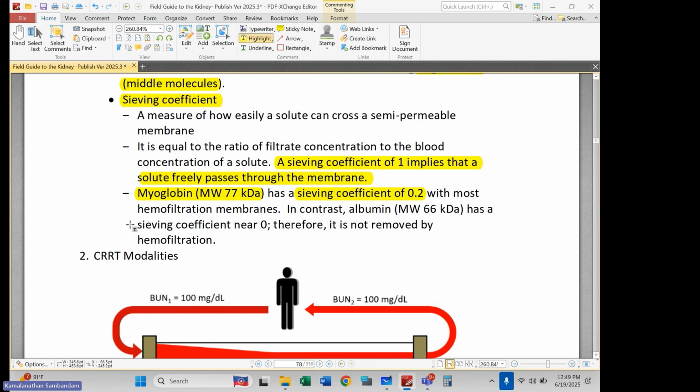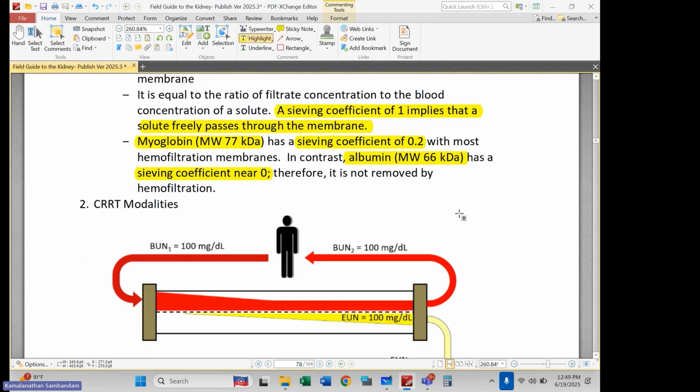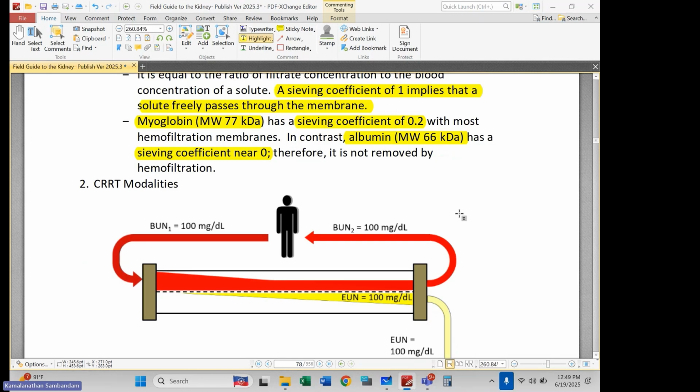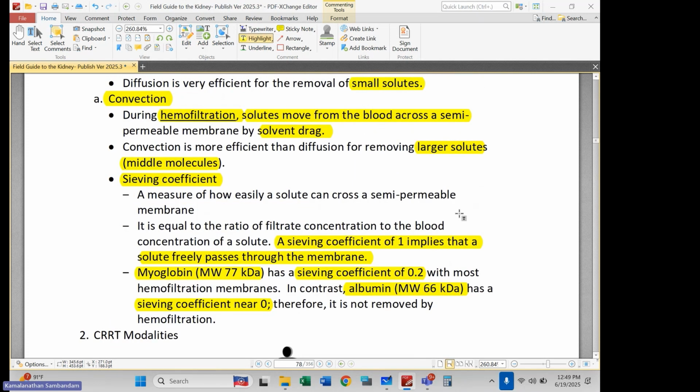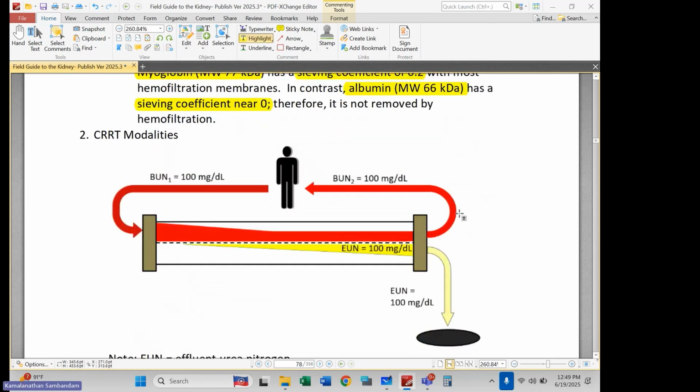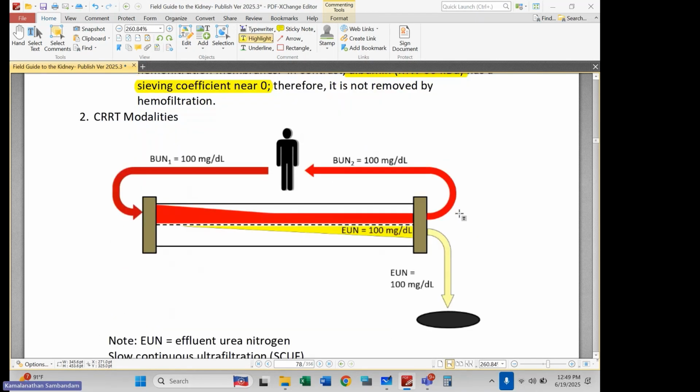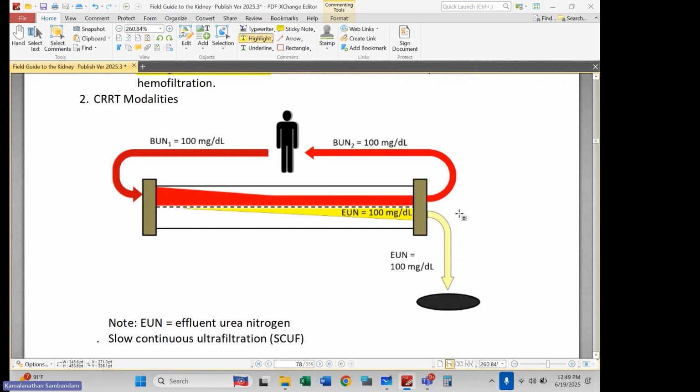This is in contrast to albumin, which has a sieving coefficient of 0, primarily because of the negative charge and its size, but the negative charge of albumin prevents its easy passage through the semi-permeable membranes which we use, which are usually negatively charged. We're all negatively charged, okay? So any questions about solute flux in hemofiltration? Sieving coefficient and reflection coefficient are your parameters that explain these abilities for solutes to move.